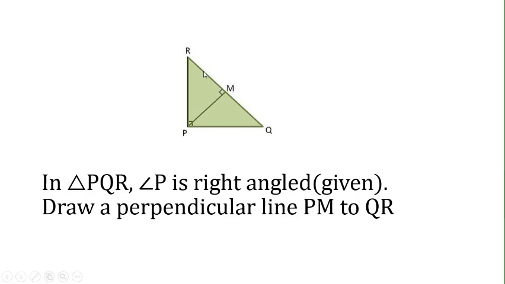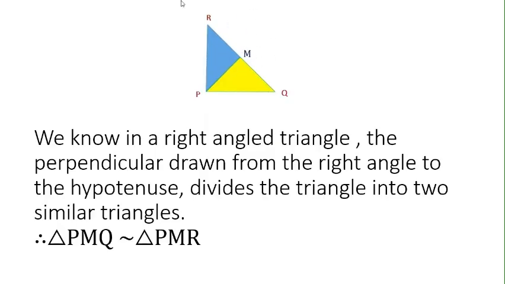And M is a point on QR, right? And PM is the perpendicular drawn from P to QR, and M is a point on QR. This is what is given in the data. We need to prove PM square is equal to QM into MR. Now, in the triangle PQR, it is a right angle triangle and it is right angled at P, and QR is the hypotenuse of the triangle and PM is the perpendicular drawn to QR.